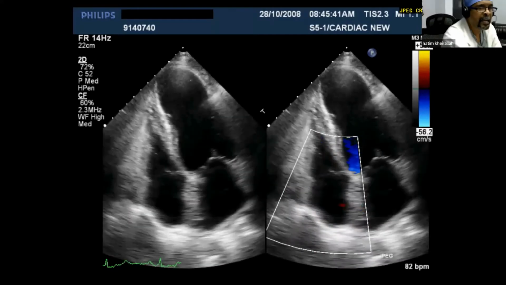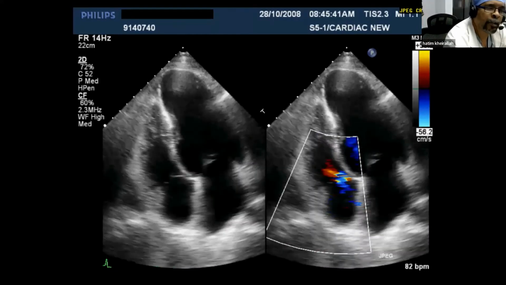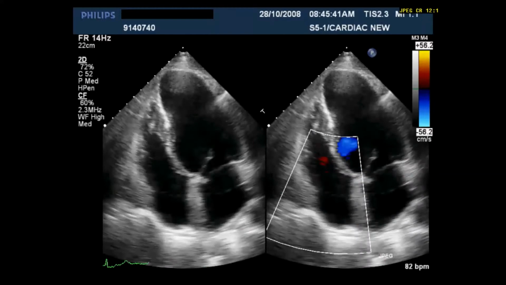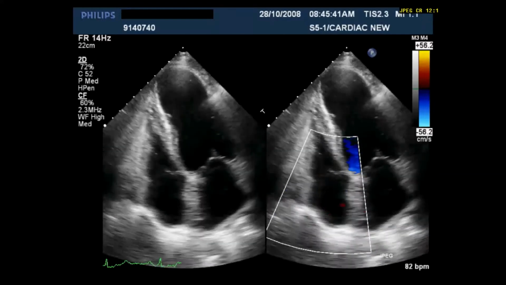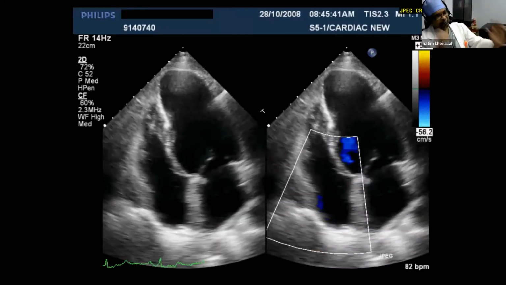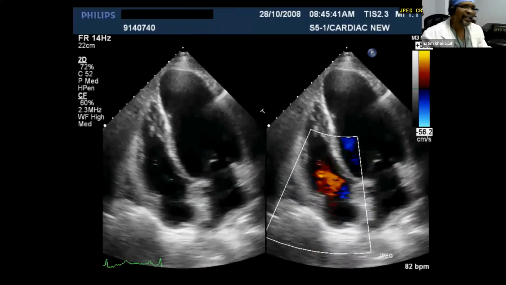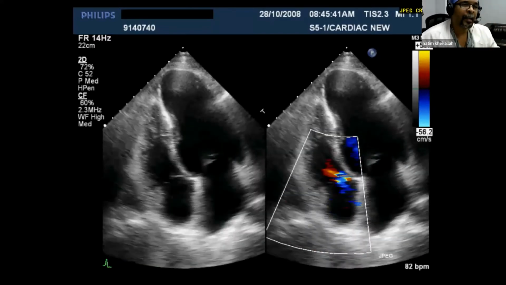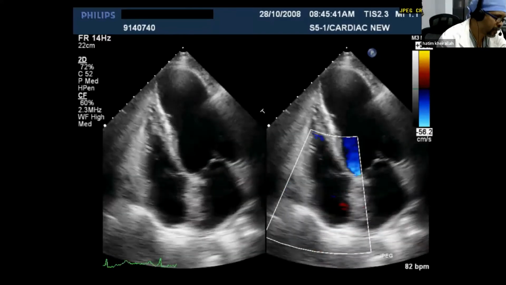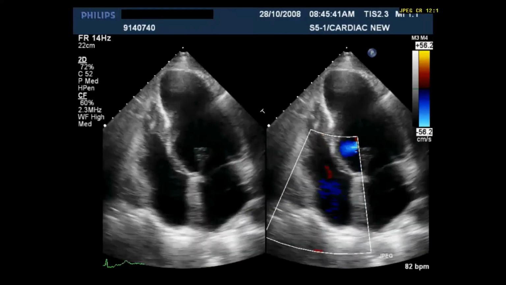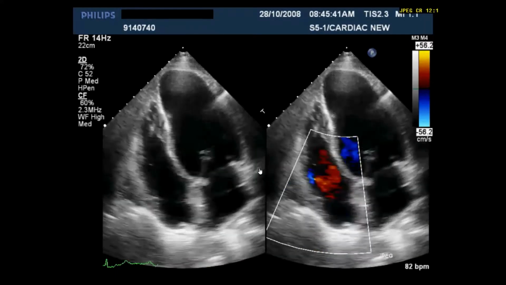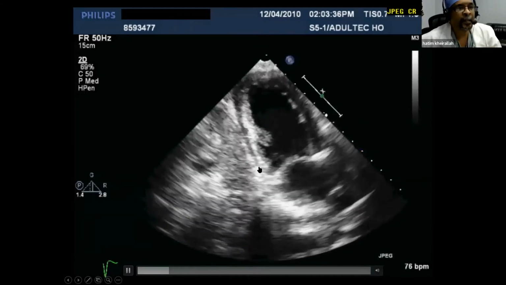This is a clear aneurysmal apex. It's not dyskinetic and it's not akinetic. So if you say akinetic apex, I don't like it. If you say dyskinetic apex, I will not like it. This is aneurysmal apex. Okay? Good. Now, what do we see here?